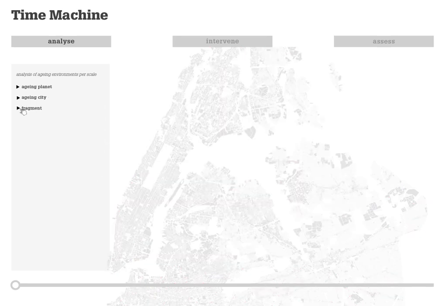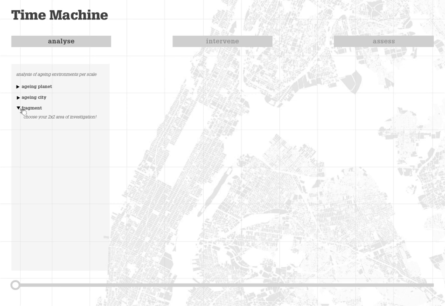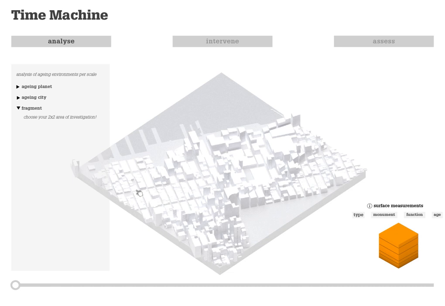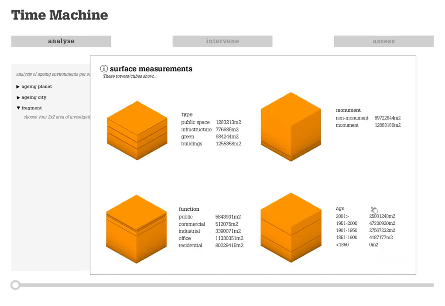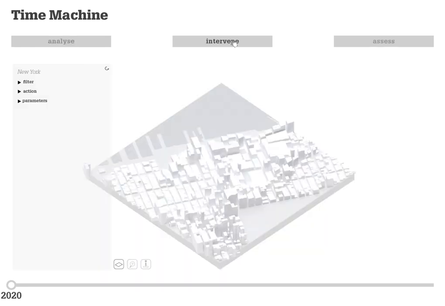Now, just like last time, we'll choose a 2x2 area of investigation. Let's choose this area right here. Have a look at the axonometric view and the surface's measurements, and get ready to intervene. Now we're in the Intervene tab, we should find out if we can do something about the office vacancy in New York.